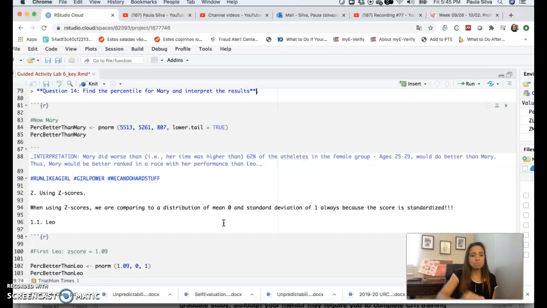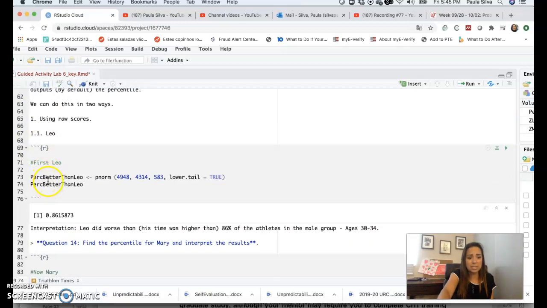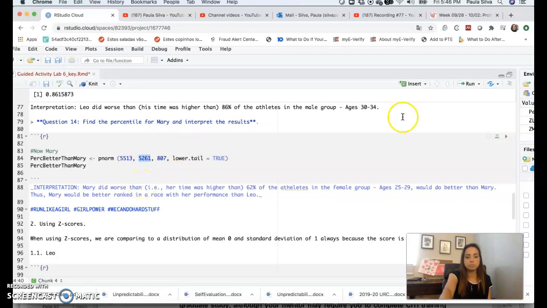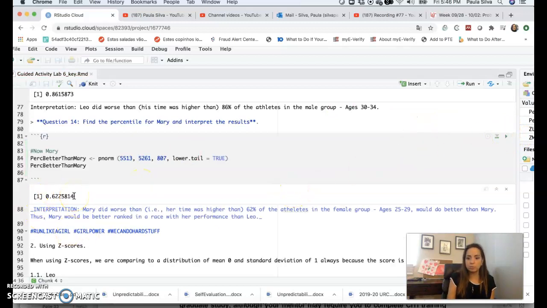So if you look here, I'm doing the exact same thing. I could copy and paste this piece here, and all I'm changing is the name of the object that will store Mary's percentile. It's percentile better than Mary. And we'll use pnorm. That's her score. That's the mean of the distribution of her group, and the standard deviation of the distribution of her group. And again, I want the lower tail because I want percentile. So if we run, we see that her percentile is the 62nd percentile. So better than the 86th. So Mary did worse than, her time was higher than 62% of the athletes in the female group. Thus, Mary would be better ranked in a race with her performance within her own group than Leo within his group, right?